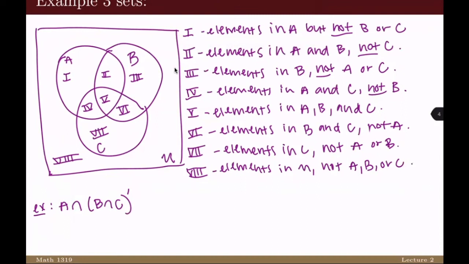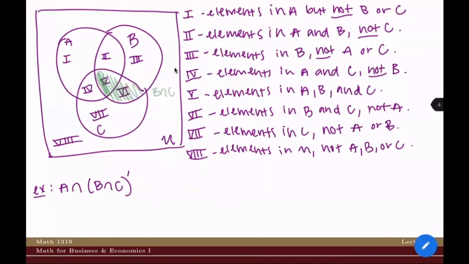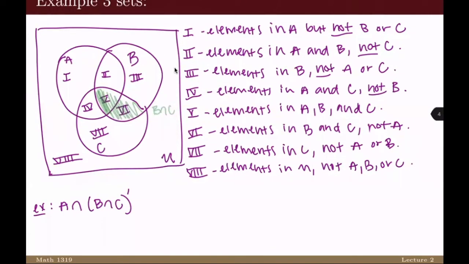B intersected with C is going to be this area here that I'm shading. This is B intersect C. However, we want the complement of that. So the complement of B intersect C is quite literally everything else that's not in this green shaded area. But I don't just want the complement of B intersect C. I want the complement of B intersect C, intersected with A. So what this is saying is everything that is in A, but is also not inside this green shaded area.